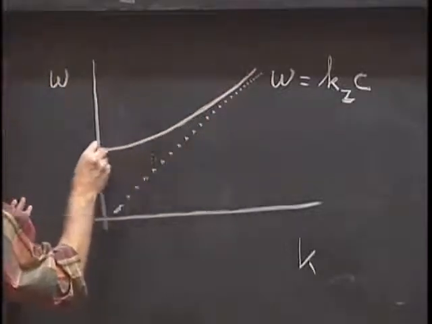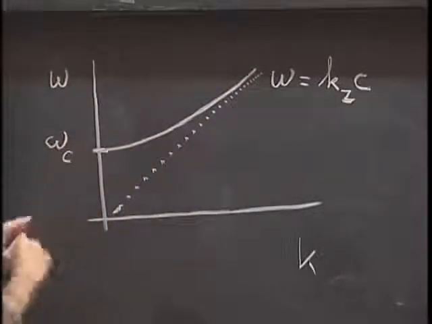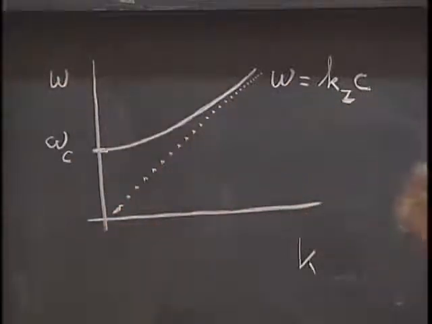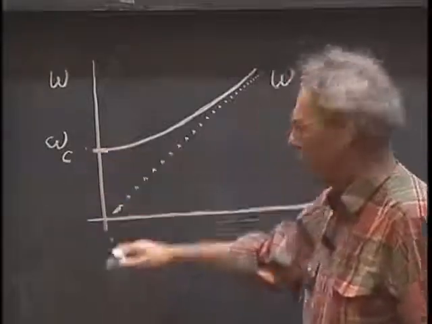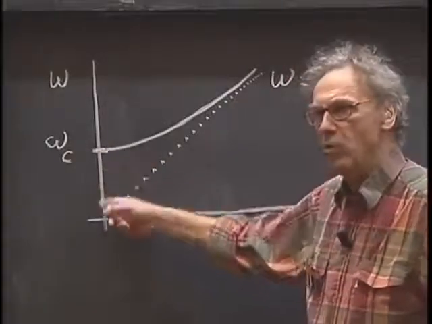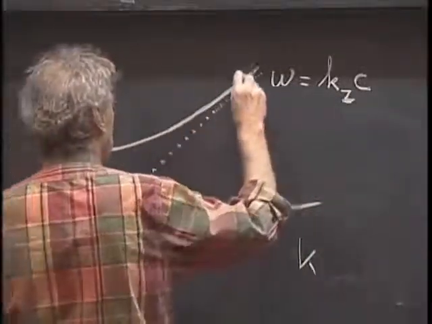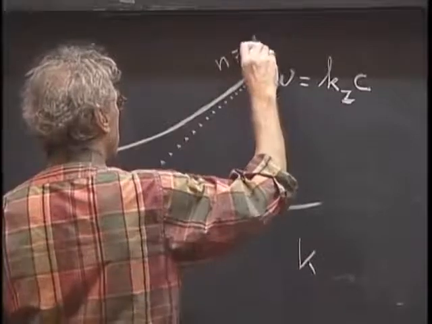And what you see here, there is a value which we call the cutoff frequency omega. It's normally called omega c, below which no radiation can go through the pipe. This is not a solution anymore to my wave equation. You're stuck to this line for the mode n equals 1.